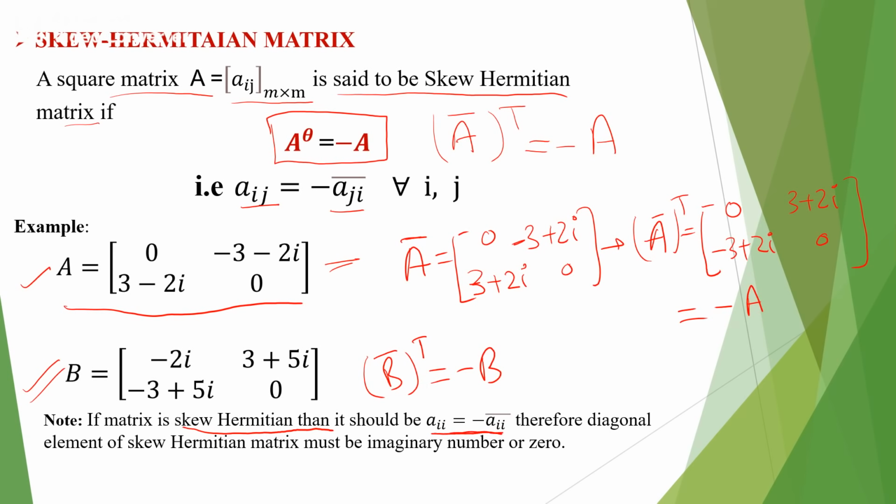It means the entries of the diagonal, or say the principal diagonal, should be purely imaginary or 0. So if any matrix is skew Hermitian, the diagonal elements of that matrix must be purely imaginary numbers or 0.